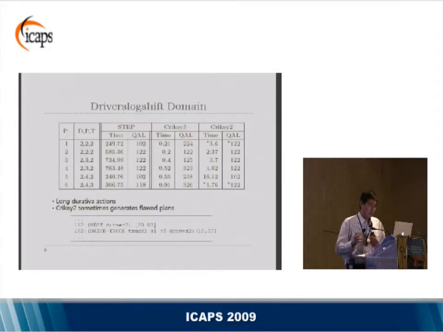And finally, this last domain is called Drivers Log Shift. This domain is difficult for our planner because it has very long durative actions. So we have to extend it one by one, so it's very expensive for STEP. If we compare STEP against Crackerjack, we find that our planner is much slower. But our quality, of course, because we are optimal, is better.